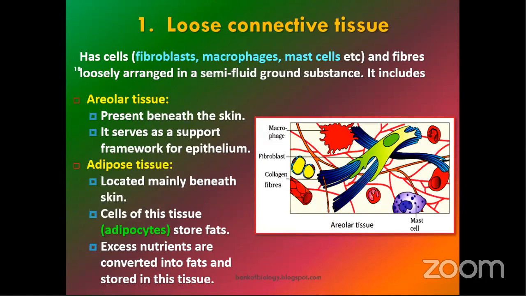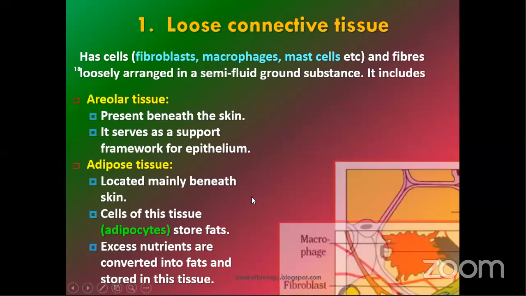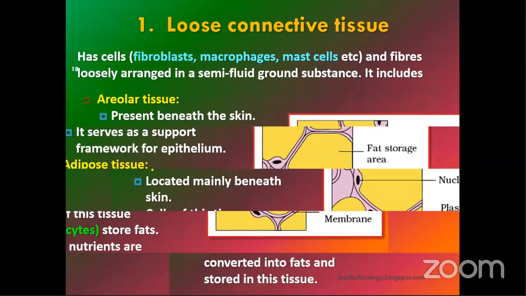So look at this loose connective tissue. It has cells, fibroblasts, macrophages, mast cells, etc. And the fibers are loosely arranged in a semi-fluid or ground substance. It includes areolar tissue, adipose tissue. Areolar tissue has macrophages, fibroblasts, and mast cells as cells. Then it has collagen fibers and elastin fibers, that is white fibers and yellow fibers, along with a background matrix. Adipose tissue is mainly concerned with storage of fat. The cells are called adipocytes.